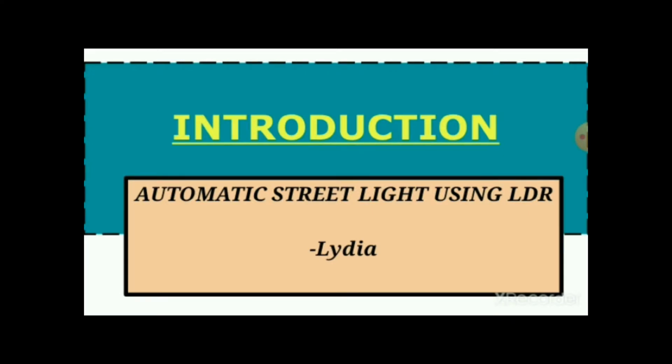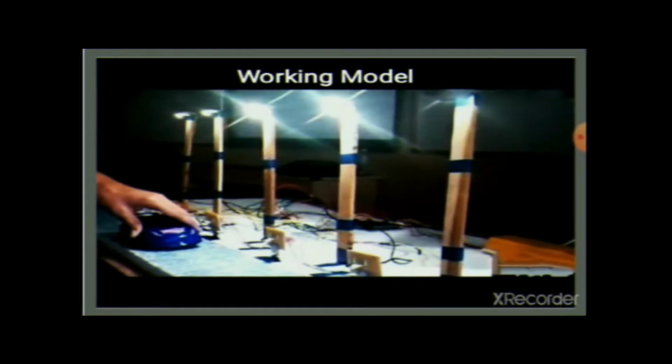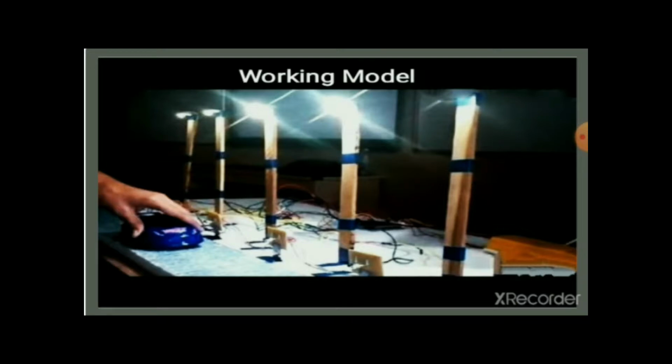As I have told you, the name of our project is Automatic Street Light Using LDR. Let's look at the aim of our project. Before I tell you the aim, let me show you the working model. Since it is an automatic street light, I'll show you. This is the working model of our project. Here there are multiple street lights attached, but in our project we are only using a single light. The aim is to work out the automatic street light by using a device called LDR.